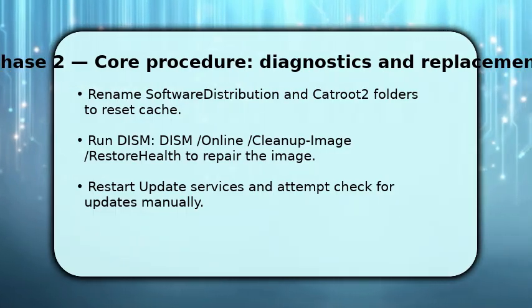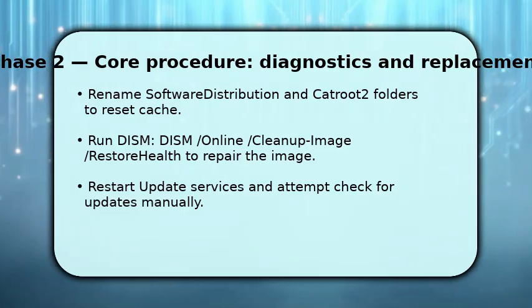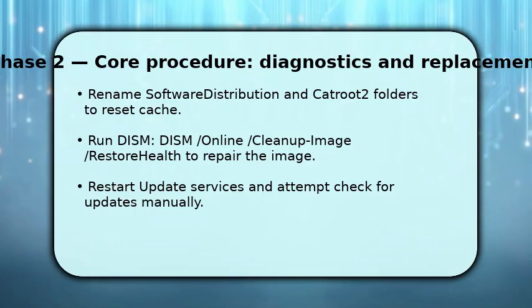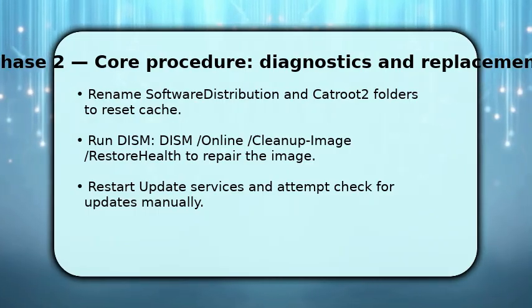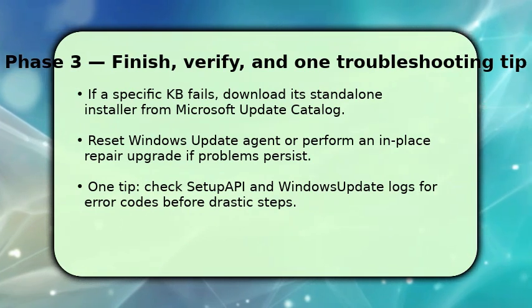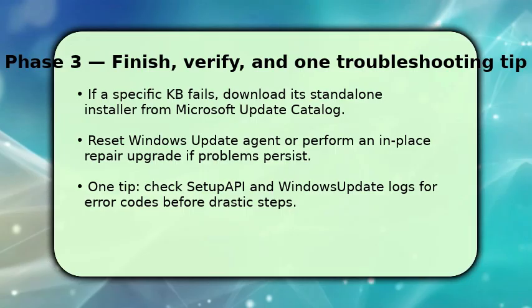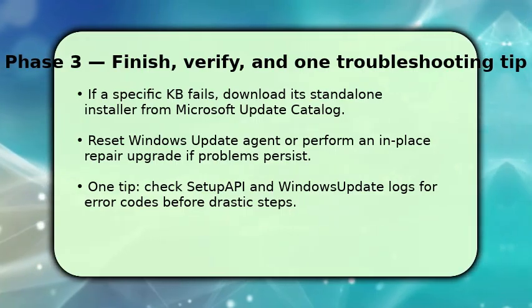Once DISM finishes, restart the update services you stopped earlier. Then try checking for updates manually. If an update still fails, note its KB number for targeted fixes. To finish, if a particular KB keeps failing, download its standalone MSU from the Microsoft Update Catalog and install it directly. That bypasses the client's downloader.